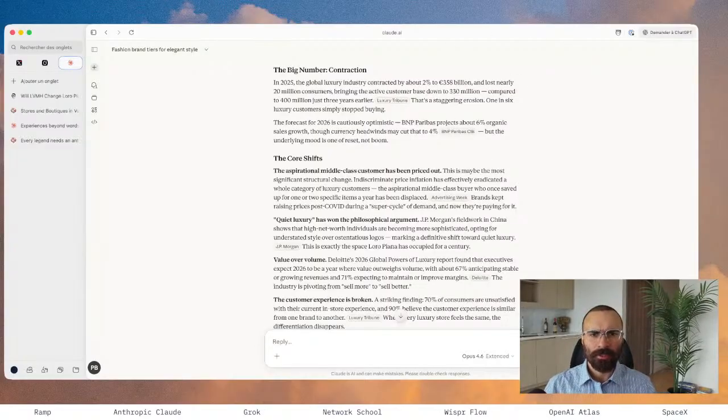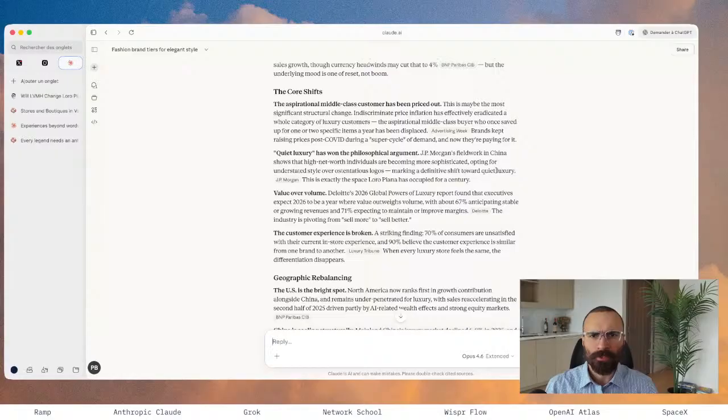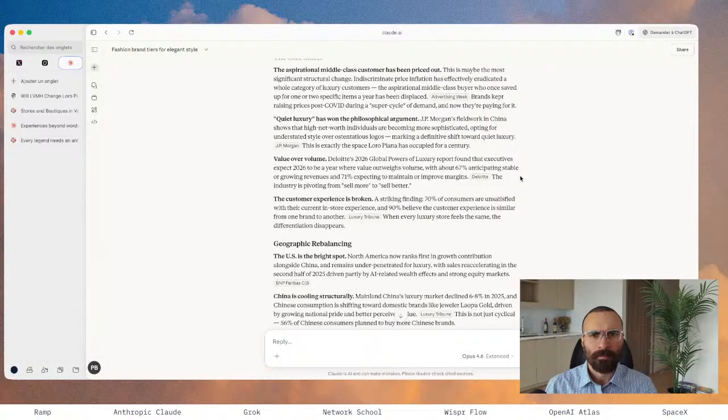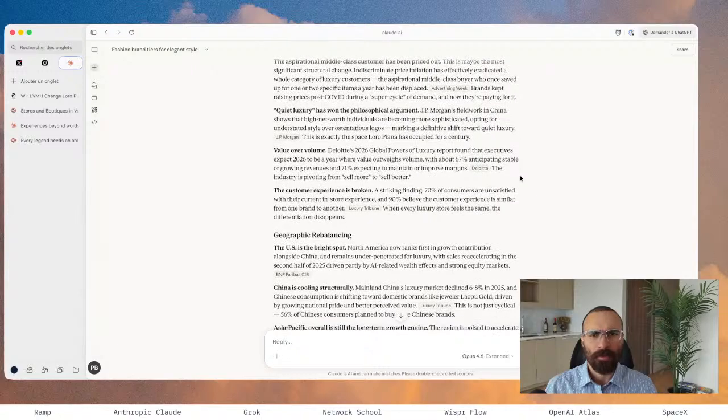The aspirational middle class customer has been priced out. This is maybe the most significant structural change. Indiscriminate price inflation has effectively eradicated a whole category of luxury customers. Now they're paying for it. Quiet luxury has won the philosophical argument.